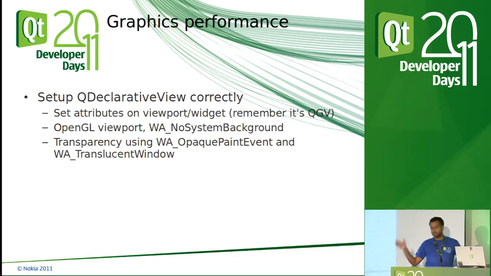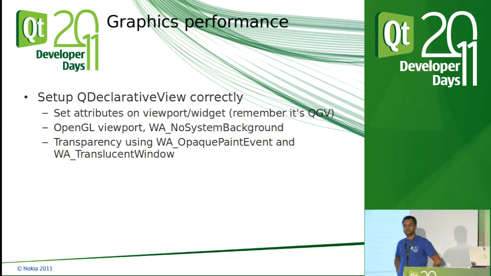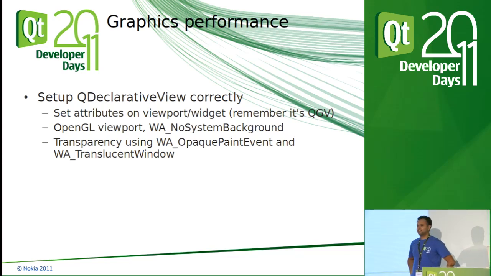You can also use all the WA_ obscure flags to achieve transparency and stuff. To be honest, I think all these flags are very tricky to use. They are also very platform specific. They are also depending on the fact whether you use an OpenGL viewport or not.